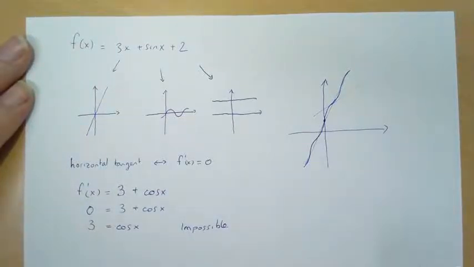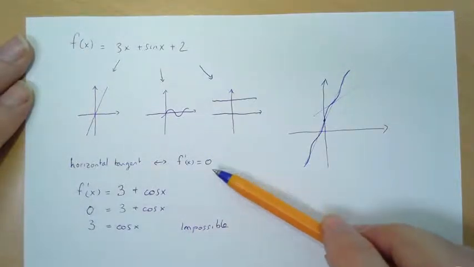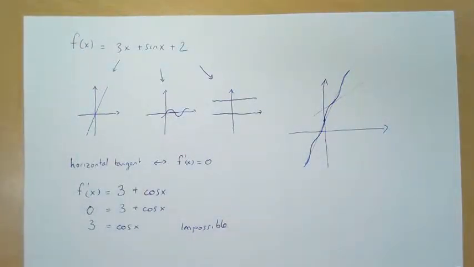Okay, so remember this, that's very important. Horizontal tangent line means that f prime of x is equal to 0.